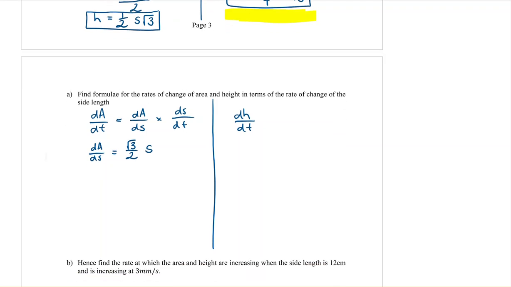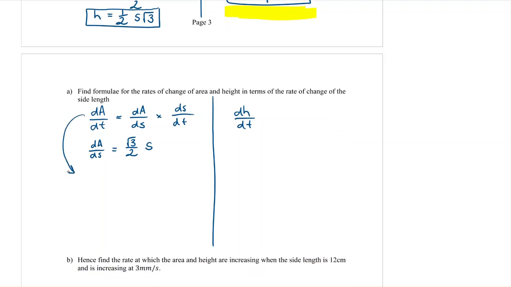So now I'm going to use this rate of change formula. I'm going to sub into it. The dA over dt is going to be dA over dS, which is root 3 over 2s, times dS over dt. And that's all we can do for now. It does say in there, wait, let me read it again. Find the rate of change of the area and height in terms of the rate of change of the side length. This thing here is the rate of change of the side length. So I've got it in terms of that. At the moment, I don't know what that is, so it just has to stay in there. In part B, we work out what that is.